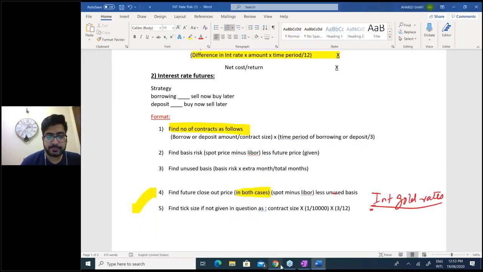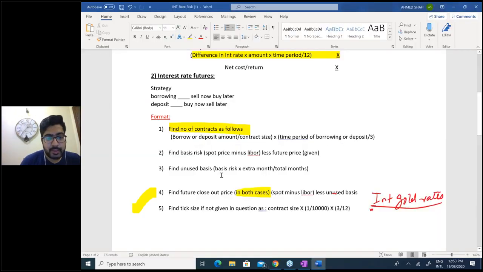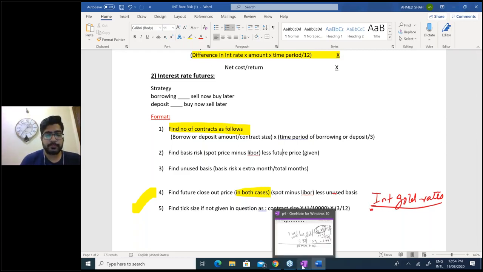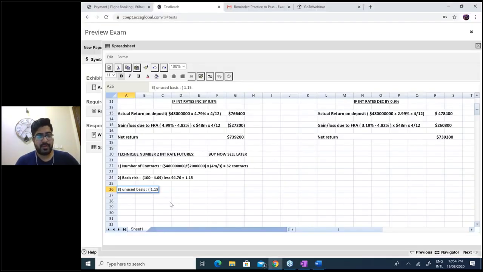Find unused basis. In the third step, you need to find unused basis. Now this is a bit tricky, so please pay attention. The formula of unused basis is basis risk into extra months over total months. Now this is a bit tricky, please pay attention. So basis risk 1.15, just calculated, into extra months over total months.